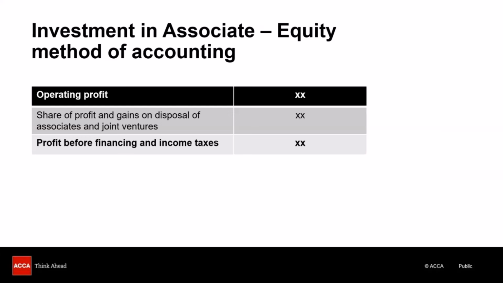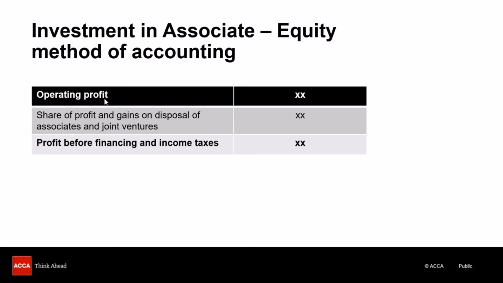As per IFRS 18, the investment in associate, as per the equity method of accounting, is shown in the statement of profit or loss only to the extent that there is share of profit which is available or there is a gain on disposal related to associates. This is how we place it in the statement of profit or loss.